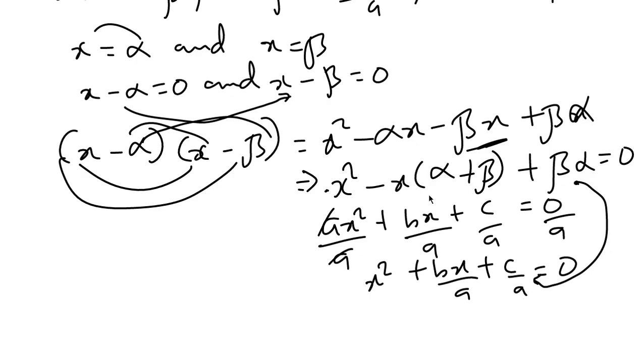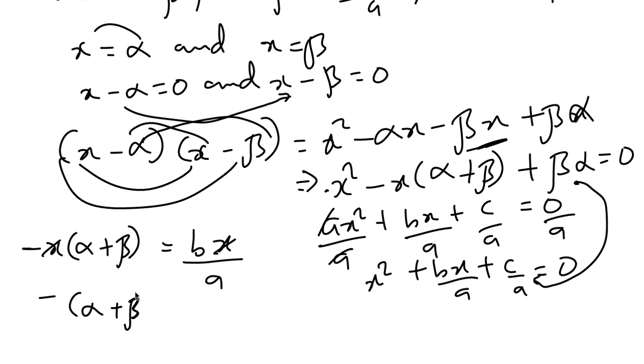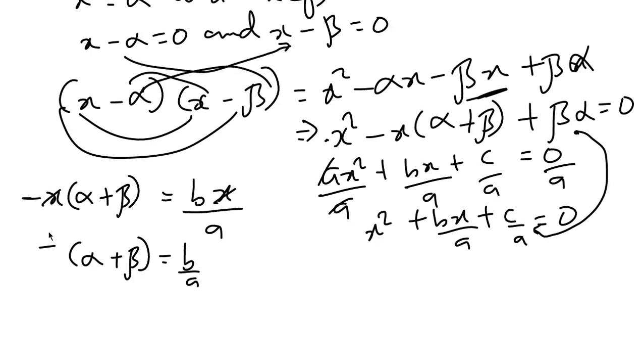And then for the sum, you can see that it's not positive x. So it's negative x into alpha plus beta. So we will now compare it with bx over a. Our aim is to get alpha plus beta, so this x can cancel this, and then we will have negative alpha plus beta equal to b over a. Then you can take the negative to the right hand side. That now tells us that alpha plus beta is negative b over a, and that alpha beta, which is the product, will be c over a.